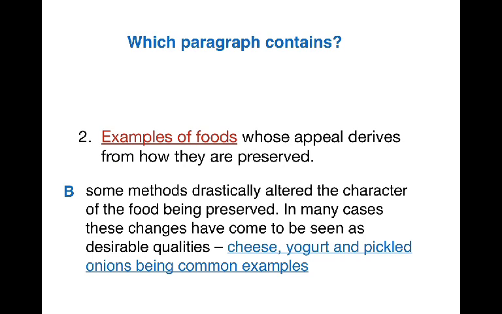And then other keywords in this answer. Appeal is seen as desirable. That's quite tricky vocabulary. If you didn't know those words, it would be difficult to be sure about the answer. The appeal of something means why it's attractive, and desirable means something similar, attractive qualities. Another keyword or keywords in there, how they are preserved. Methods drastically altered the character of the food being preserved. This is saying that these foods are changed by the way they're preserved, but this has become an attractive quality.